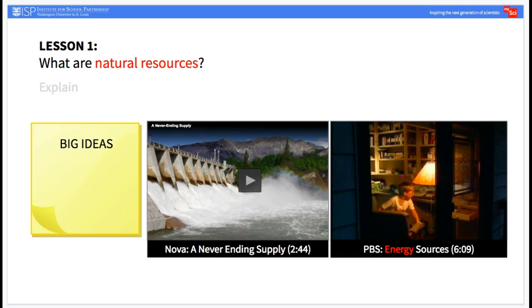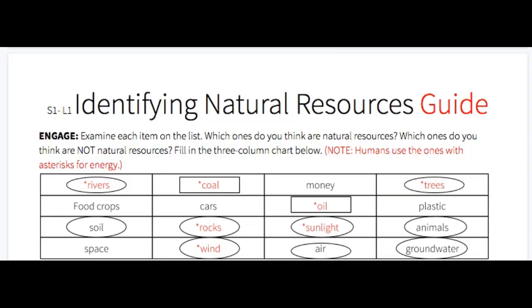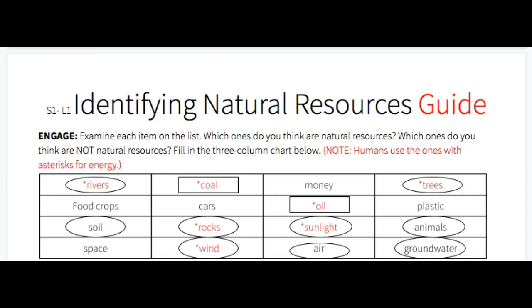Students will then watch 2 videos about how humans use different natural resources to generate energy, both renewable and non-renewable, and consider the benefits and drawbacks of these sources. Next, students will revisit the items they sorted previously in the lesson. They will identify which natural resources are renewable using an oval and which resources are non-renewable using a rectangle. They will then consider how energy is generated from natural resources and is used to make fuel for cars, heat for homes, and electricity. Students will identify which of the natural resources are used to create energy using a star.